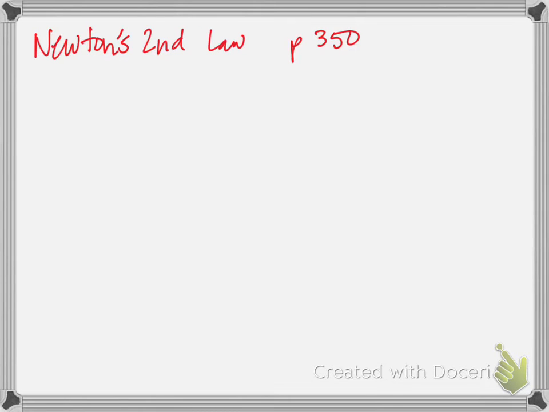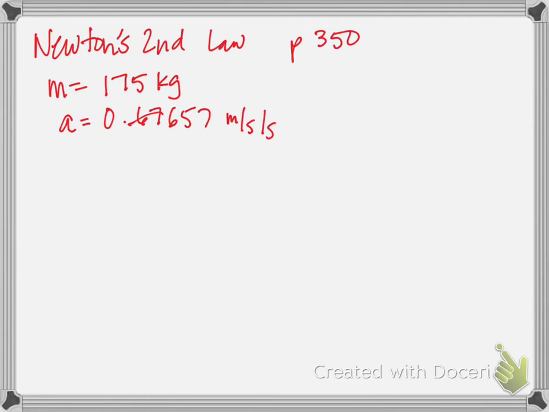So we set up our data table. What are we given? We're given the mass of the lion and the stretcher is 175 kilograms. And we're told that the acceleration of the lion and the stretcher is 0.657 meters per second squared. So that means, again, that every second, the speed of that apparatus increases by 0.657 meters per second. So how much force do we need to create that acceleration?